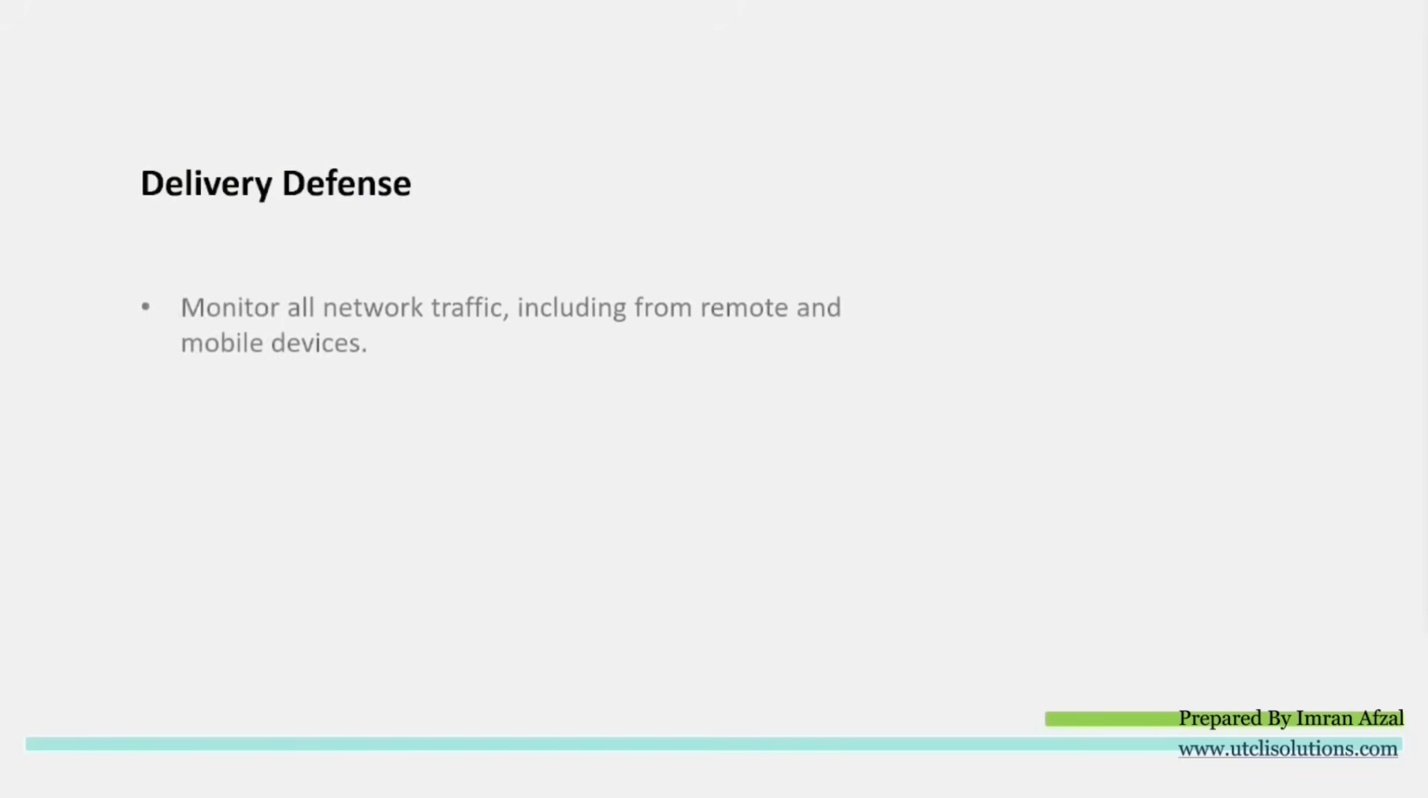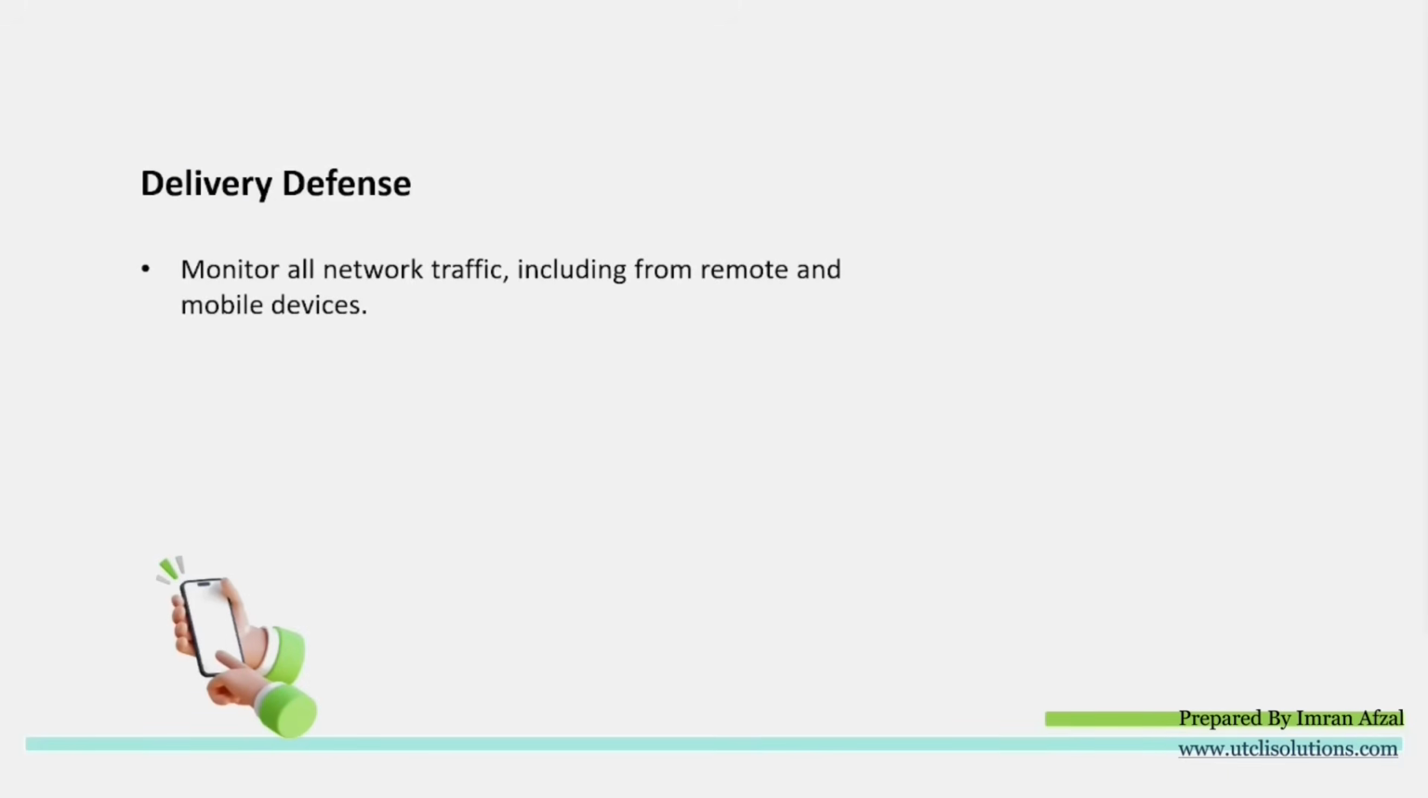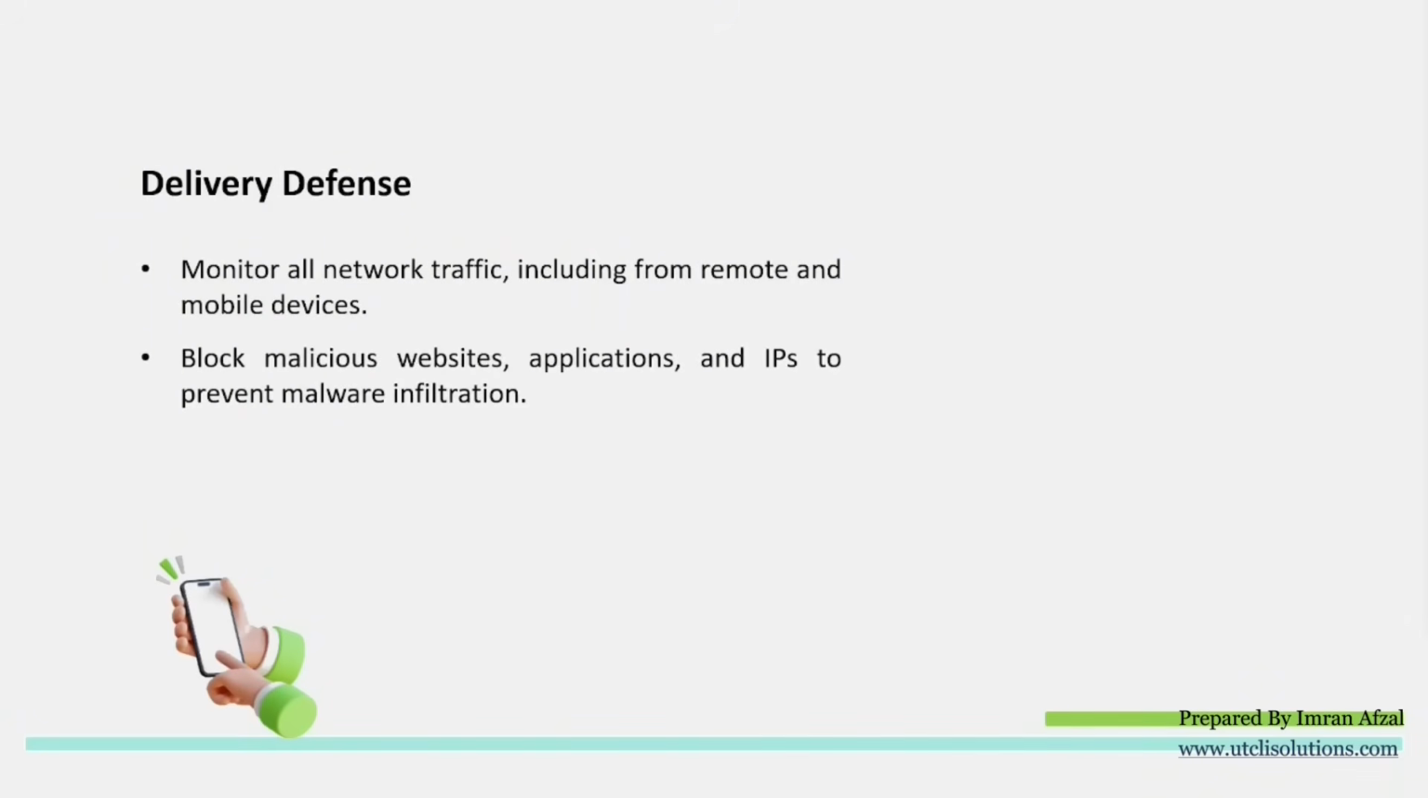Delivery defense. To stop the attack at this stage, we need to see all network traffic, including from remote and mobile devices. This visibility helps us block dangerous websites, applications, and IP addresses. By doing this, we can prevent both known and unknown malware and exploits from getting into our system. In simpler terms, it is like being a security guard who can see every corner of the building, ensuring that no bad actor can slip through any hidden doors or windows.